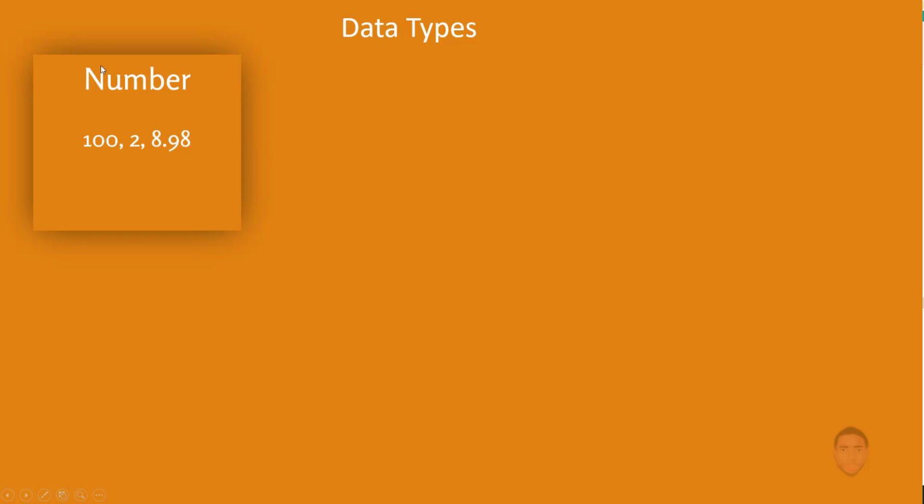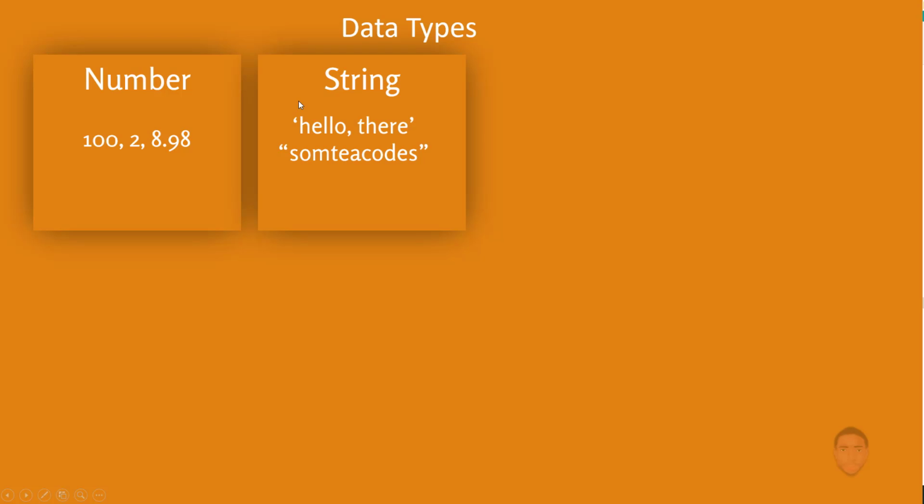So the first one we're looking at here is number. Numbers are things like 100, even decimals. So any number from 0, even negative numbers, are all under the number data type. And the next we have a string. Now a string is just a group of letters or numbers or characters that we wrap inside a single quote or a double quote. So once you have something wrapped in a single quote or double quote, it becomes a string.